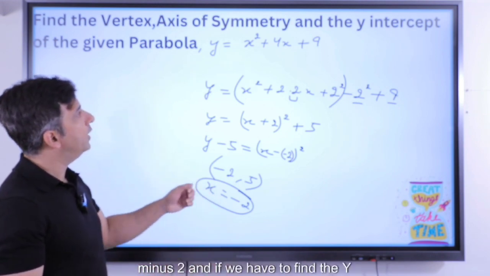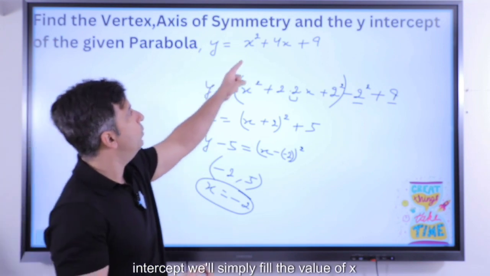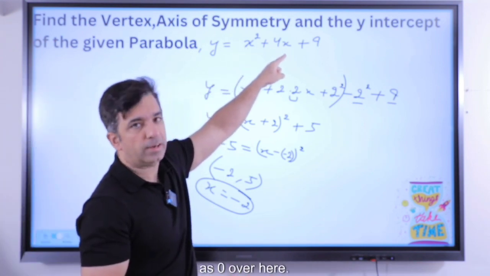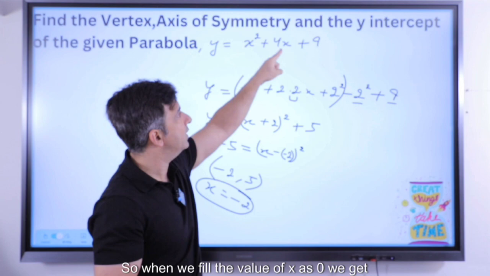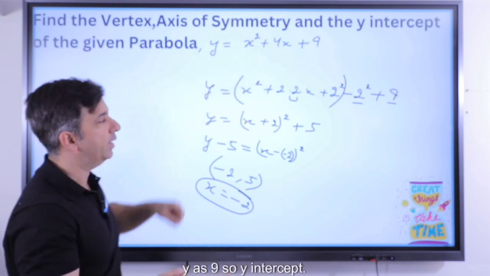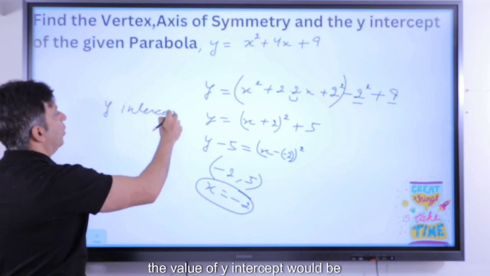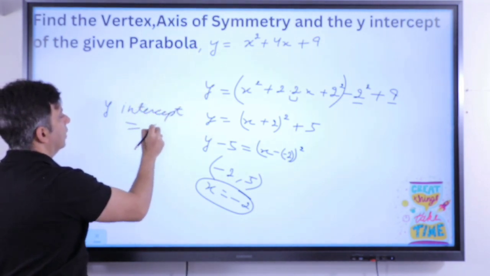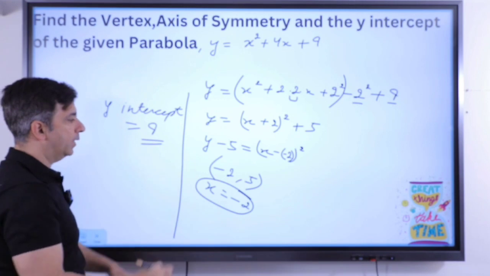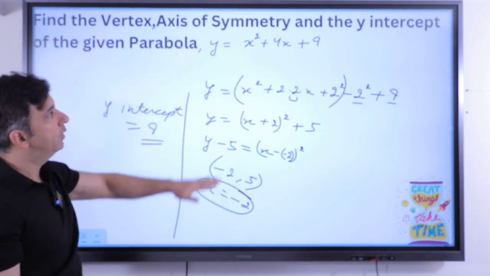And if we have to find the y-intercept, we'll simply fill the value of x as 0 over here. When we fill the value of x as 0, we get y as 9. So the value of the y-intercept would be 9. This is the complete solution.